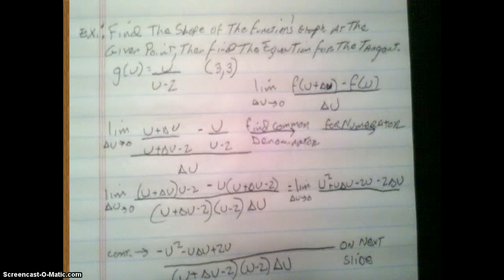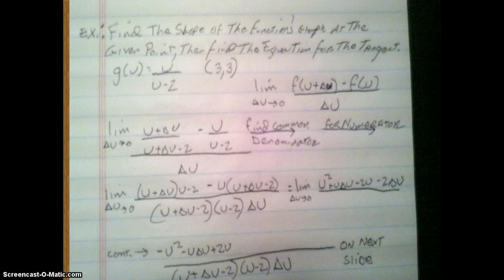Okay, here's an example of a type of homework problem you might find. Find the slope of the function's graph at the given point and find the equation for the tangent. g of u equals u over u minus 2 at the point (3, 3). So we have the limit definition, as delta u goes to 0, of f of u plus delta u minus f of u, over delta u. We're just using u instead of x.